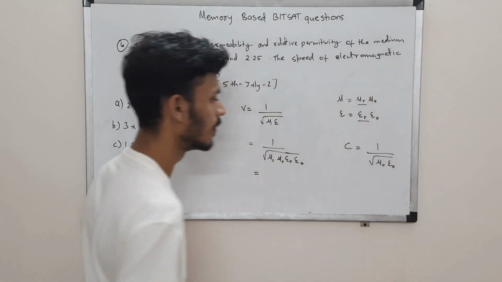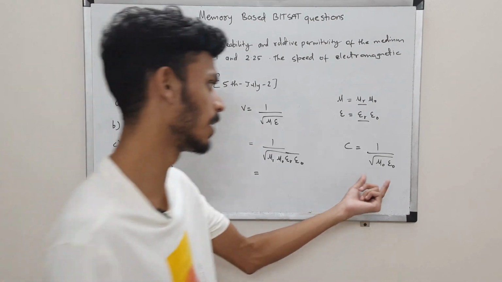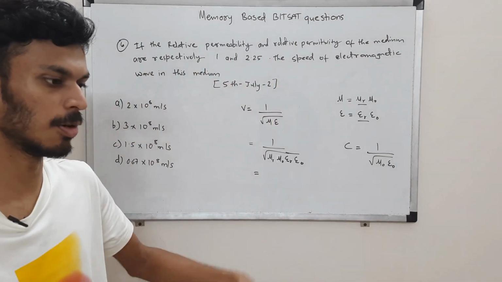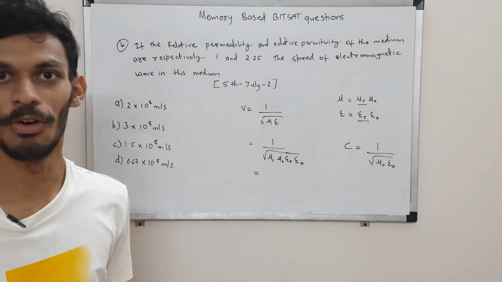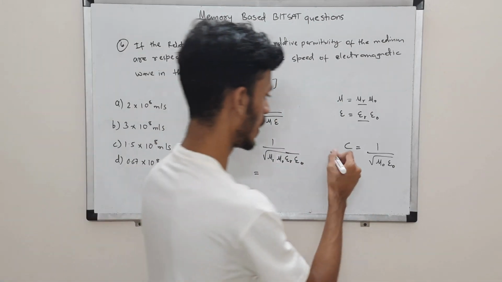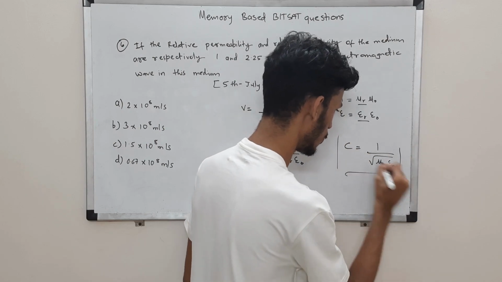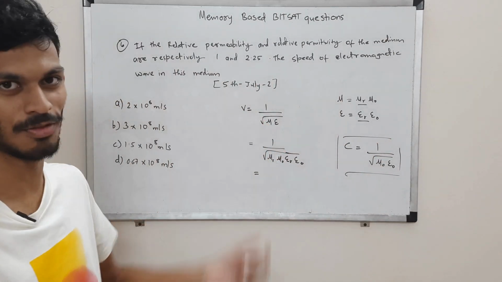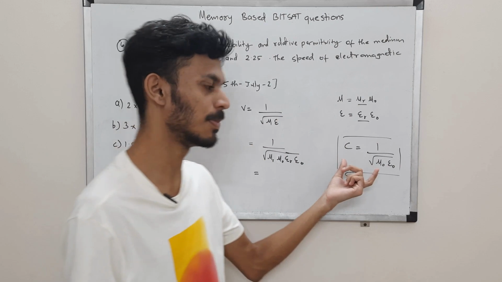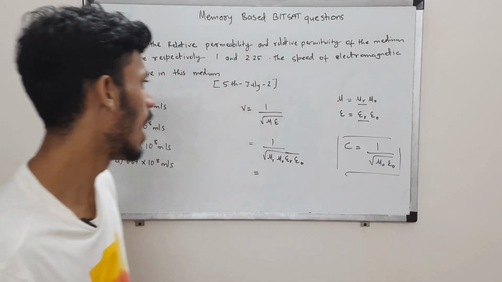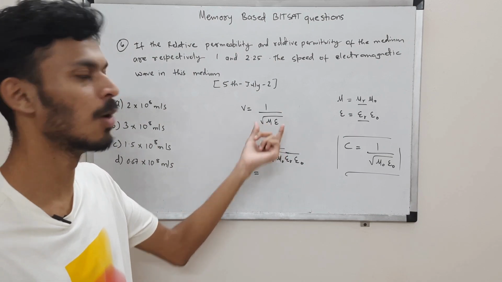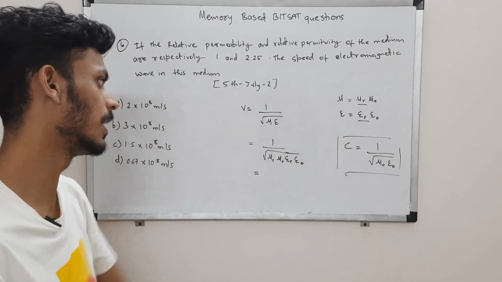Okay, so if you know the values of these two quantities, you can multiply them, take the reciprocal and the square root, and you'll get the speed of light. This is a special relation that you are supposed to know. This is the general form of it: speed in any medium, speed in vacuum, with epsilon naught and mu naught. And in any medium, mu and epsilon, this is for a specific medium.